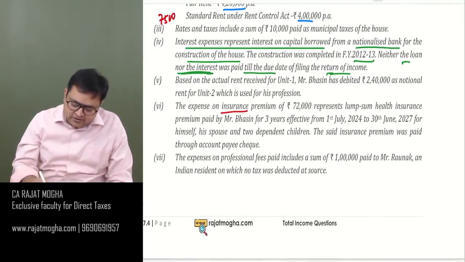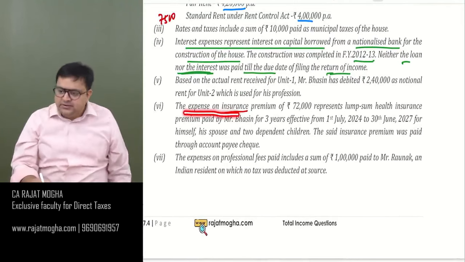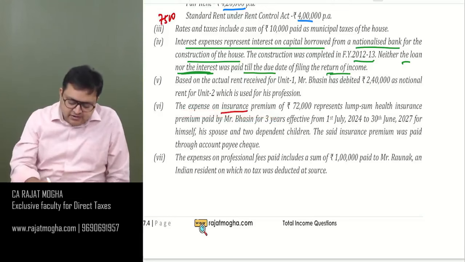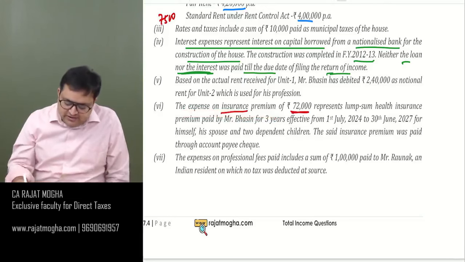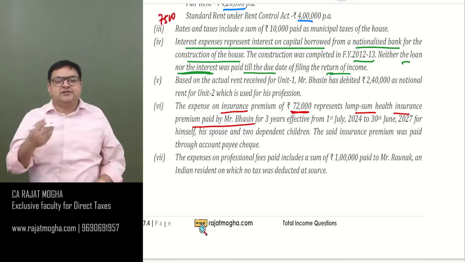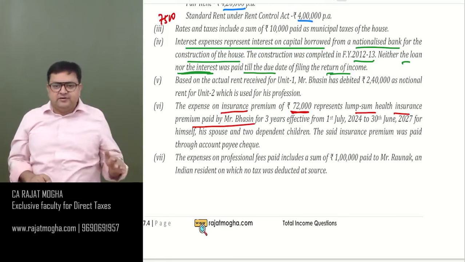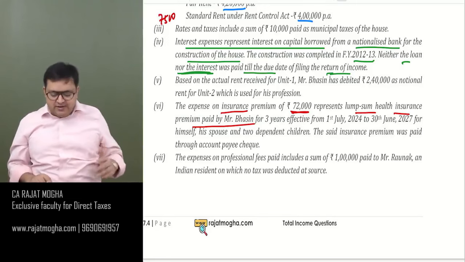The expense on insurance premium, rupees 72,000, represents lump sum health insurance premium paid by Basin. Guys, it's a health insurance for Mr. Basin itself. It's a personal expense. We will not allow it in PGBP. We will not allow it.